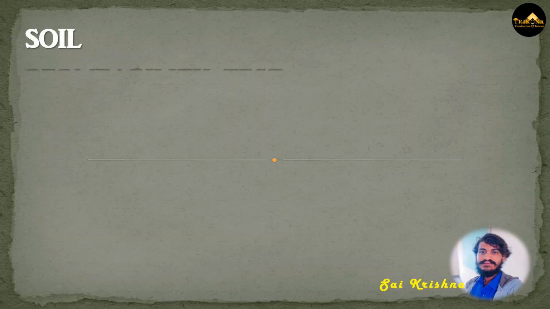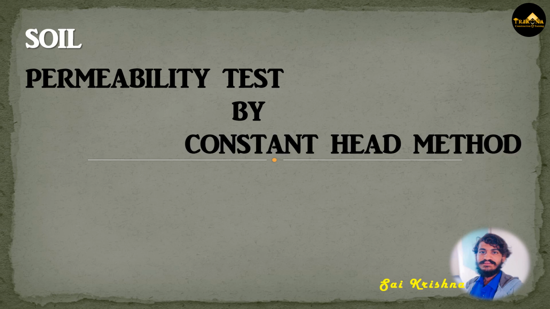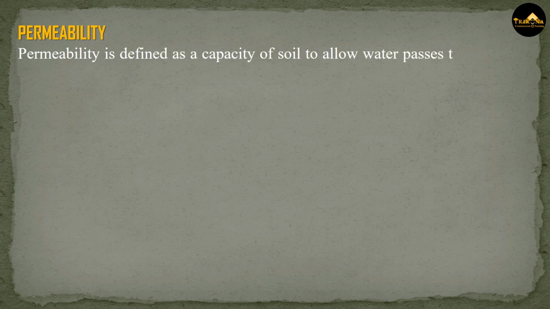Soil Permeability Test by Constant Head Method. IS Code 2720, Part 17, 1986. Permeability. Permeability is defined as the capacity of soil to allow water to pass through it.